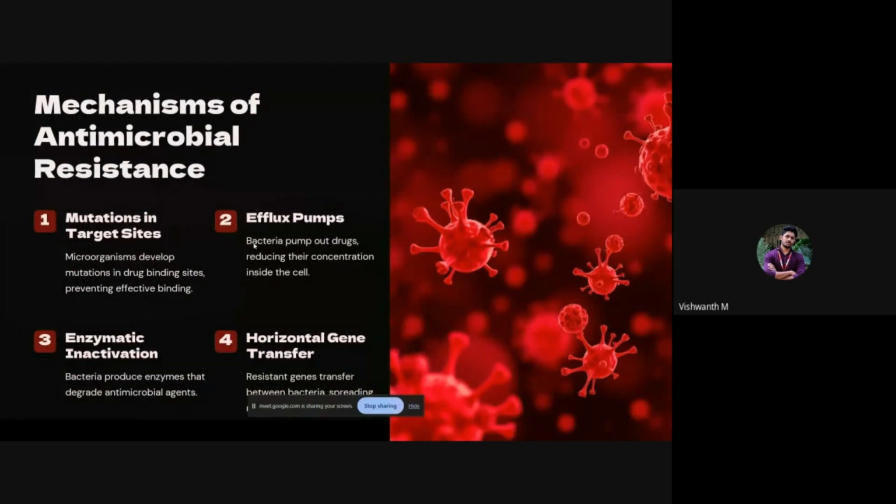It's similar to breaking the medicine. Certain microorganisms release enzymes that destroy the antibiotics. Some bacteria produce enzymes such as beta-lactamase, which break down antibiotics before they can act. Actually, this is a major problem with drugs like penicillin.